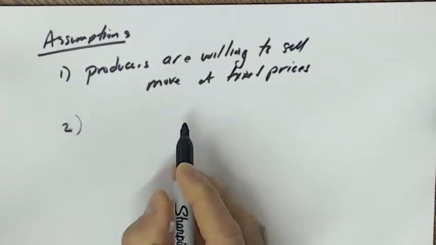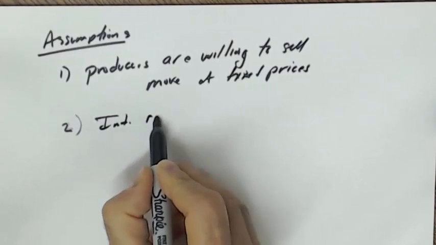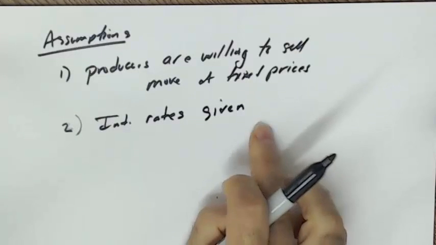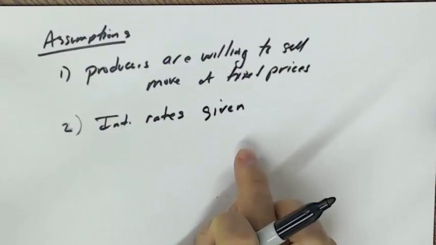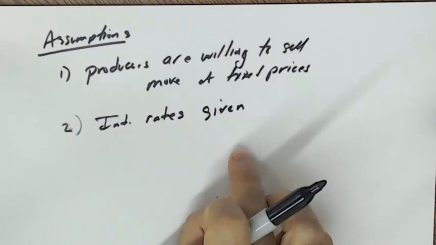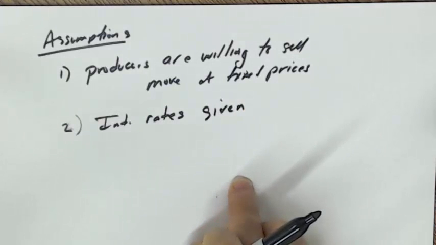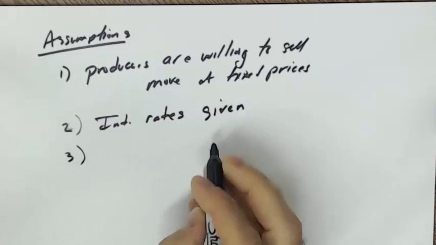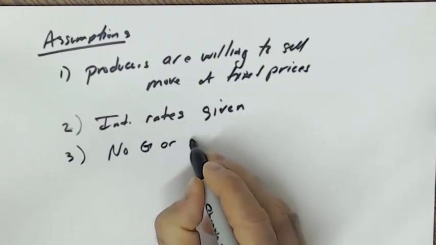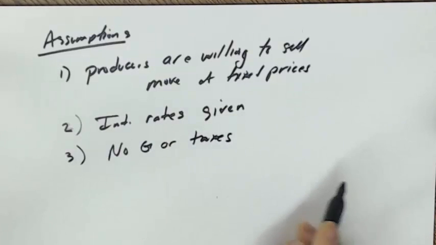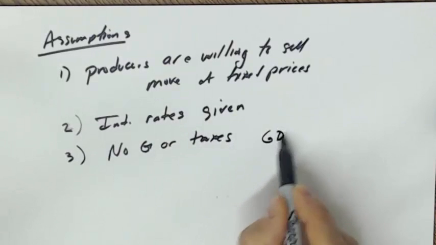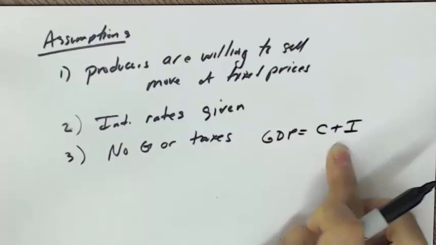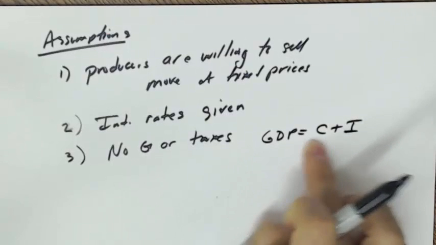The second thing is interest rates are given. So they're basically fixed at any point in time. We will ask later on what happens to investment if we have a higher or lower interest rate. We will do that, but interest rates in the short run are fixed. Third, there is no G, no government expenditures or taxes. So basically GDP is made up of consumption plus investment. Now we'll have our hands full with just these two guys in this chapter. So that's really what the chapter is looking at.